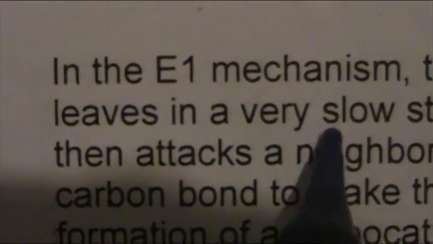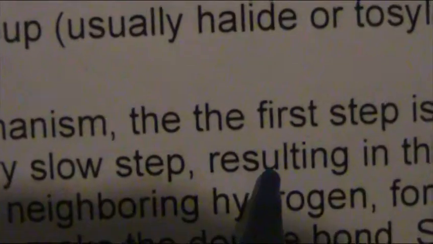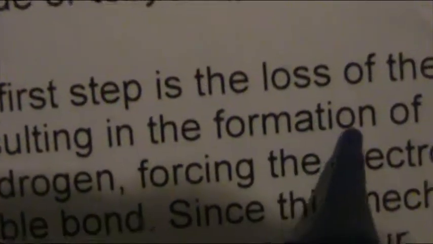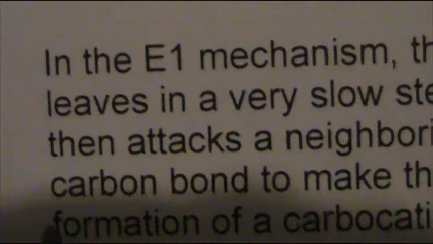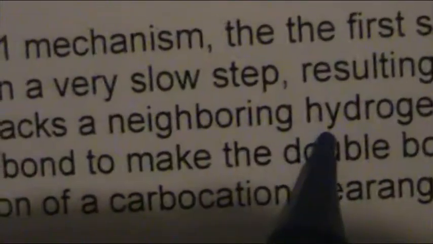So when the leaving group leaves, what happens? It leaves in a very slow step, resulting in the formation of a carbocation. When the halogen leaves, a carbocation is formed, but it is a slow step. Then the base attacks a neighboring hydrogen, forcing the electrons from the carbon-hydrogen bond.